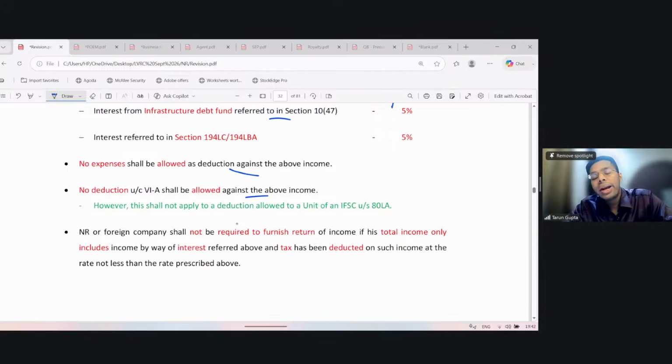And if the NR or foreign company has only the interest income as referred above, and tax has been deducted in accordance with section 115A, then the NR or foreign company is exempted from filing a return of income. So these all three provisions are similar to dividend.